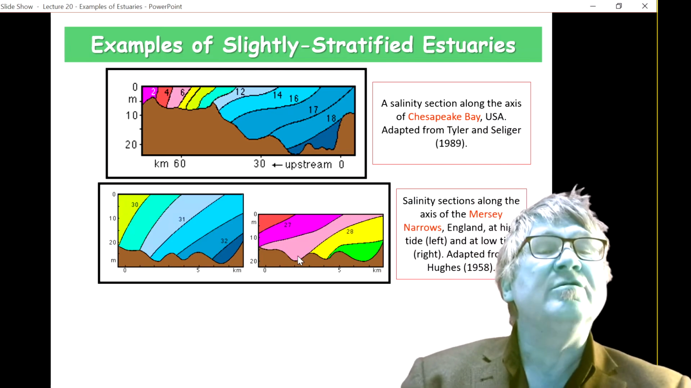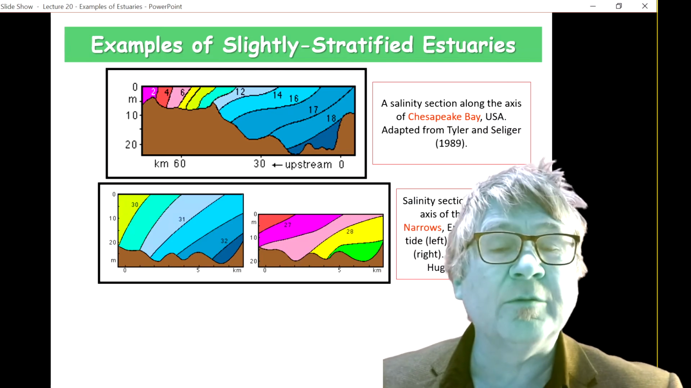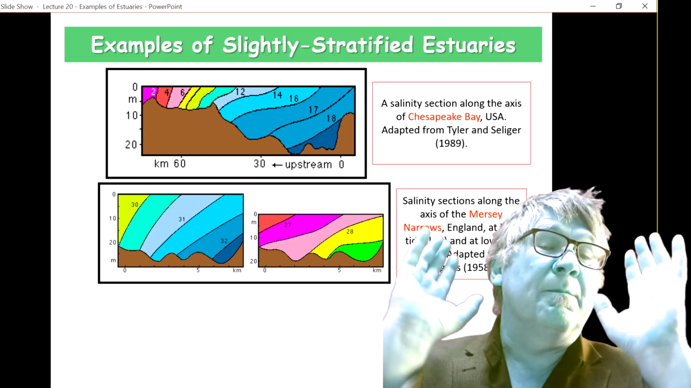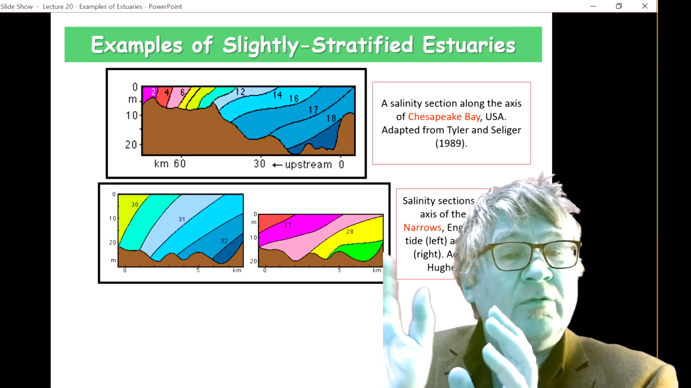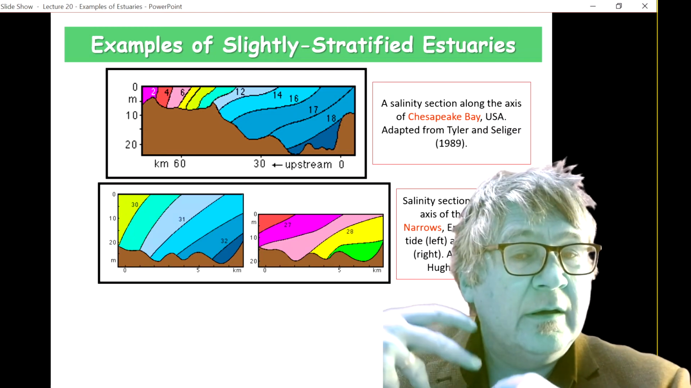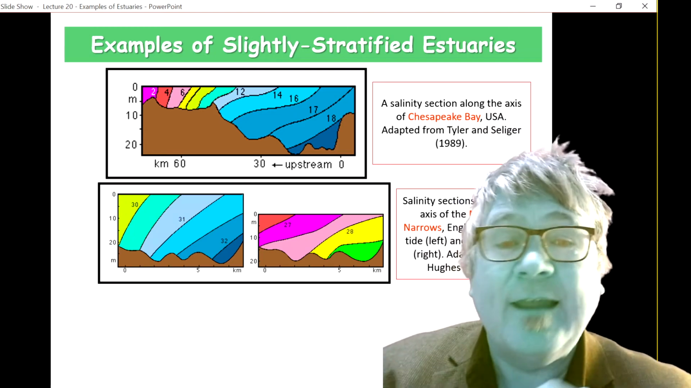Slightly stratified estuaries have moderate inflow near the bottom layer. In some regions, it's a permanent feature. In other regions, it strongly responds to intermittent flooding events.